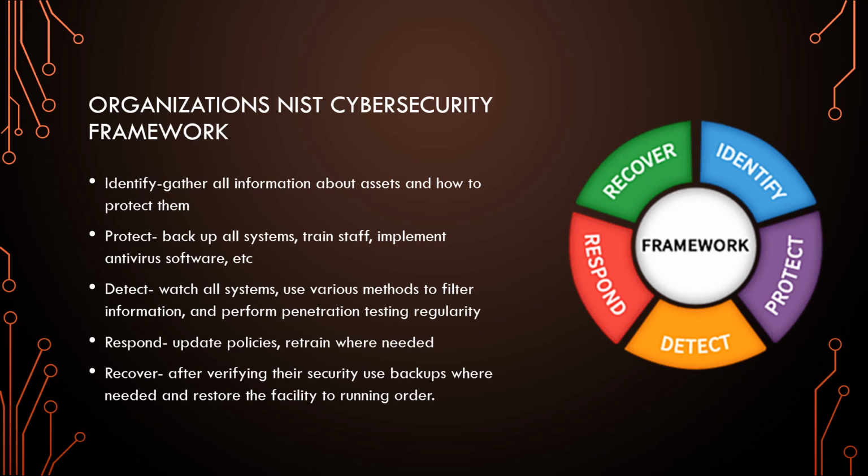Here we cover the organization's NIST cybersecurity framework. It has the same steps but much more information. Firstly, we identify. We gather all information about the assets and how to protect them. Then we protect. Back up all systems, train staff, implement antivirus software, and various other elements. Thirdly, we detect. Watch all the systems and use various methods to filter information, such as a firewall. Then we perform penetration testing regularly.